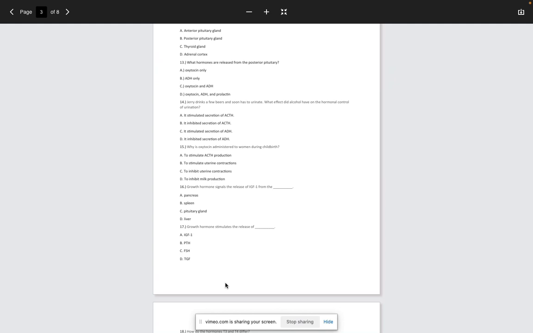Sorry, 16. Oh, here you go. Growth hormone signals the release of IGF-1 from the liver. It's on that slide talking about growth hormone and IGF-1 interaction. So release from the liver. Yes.